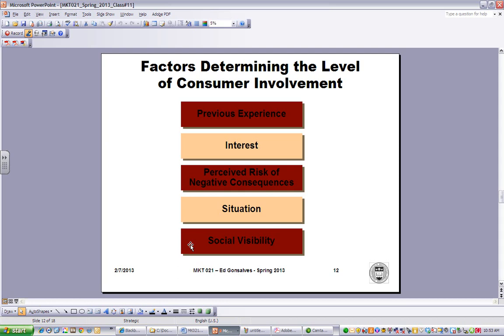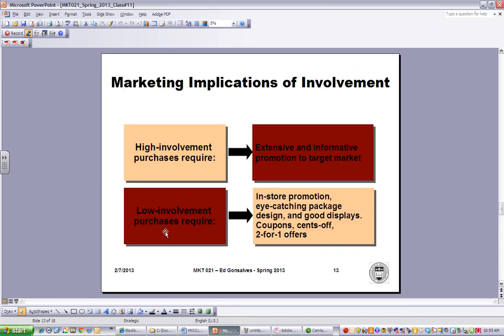Situation could be, your car broke down and you need to get it repaired right away, otherwise you can't go on your big cross-country trip. You may be hard-pressed, and you may make a decision much more quickly, not as thoughtfully, because there's time pressure involved. And then lastly, social visibility. Is it something that you're worried or concerned about what other people may think about what you're driving, what you're wearing, what products you're being associated with and using. So all those elements also have an influence on consumer involvement.